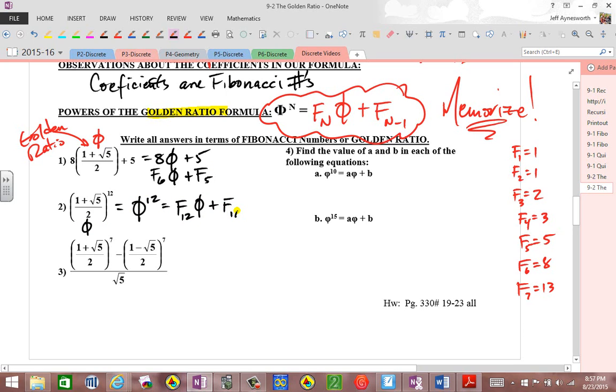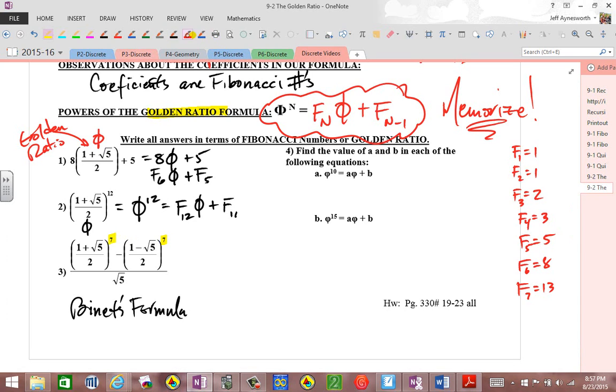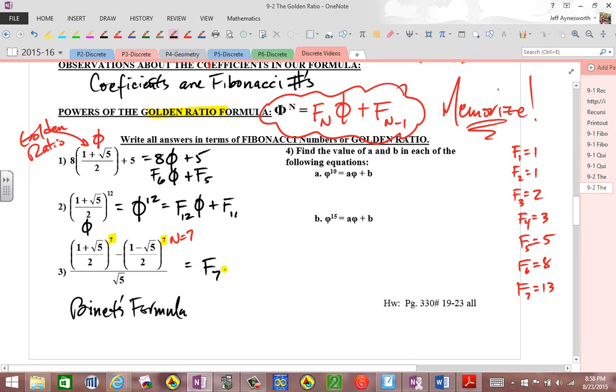Again, we're just playing around here. And in here, what do we have? This is Binet's formula. Ooh, this should look familiar. This is Binet's formula here for the nth Fibonacci number. So notice that the exponent here, the exponent of 7, that's n equals 7 right here. This corresponds to F7. All right, what is that? Well, that's 13. Okay, easy.